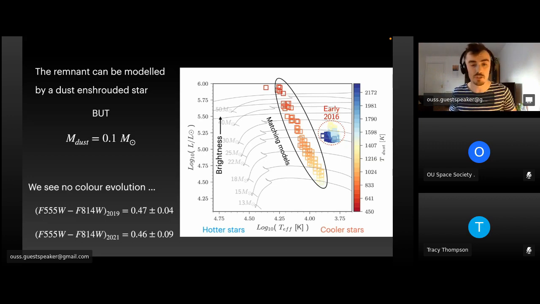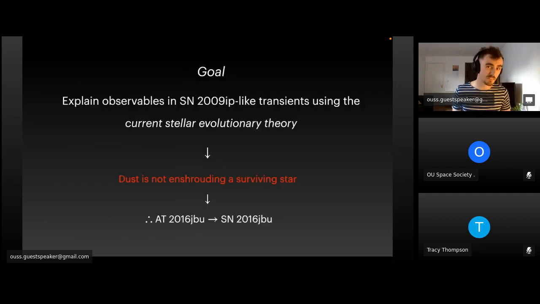But if this amount of dust did exist, we would see a color change from our 2019 to our 2021 observations. If you remember, I said that the photon will go through the dust and change its color. As more and more dust is produced, the color is changed by a greater amount, but we don't see that in our observations. So this all brings us to the conclusion that dust cannot be enshrouding the surviving star. So AT, for astronomical transient, 2016jbu, is in fact a genuine, albeit strange, supernova.